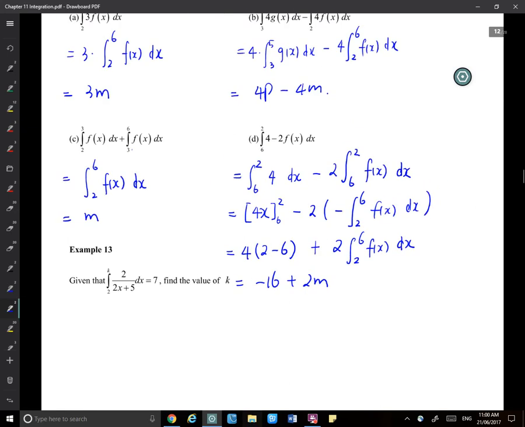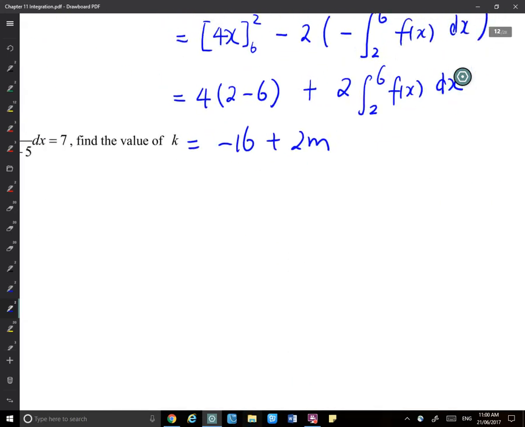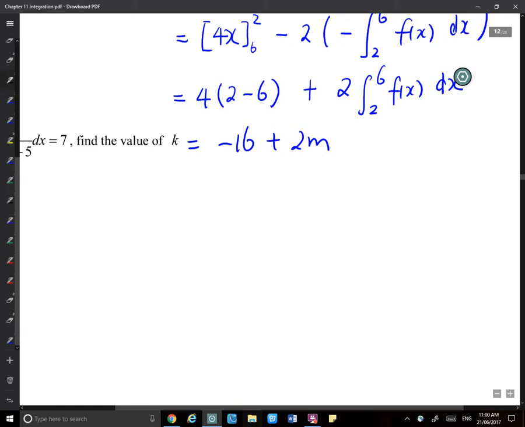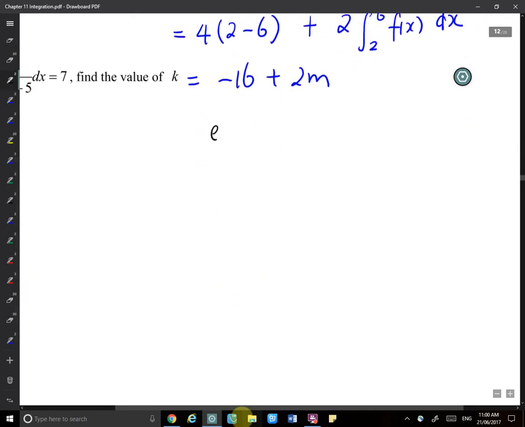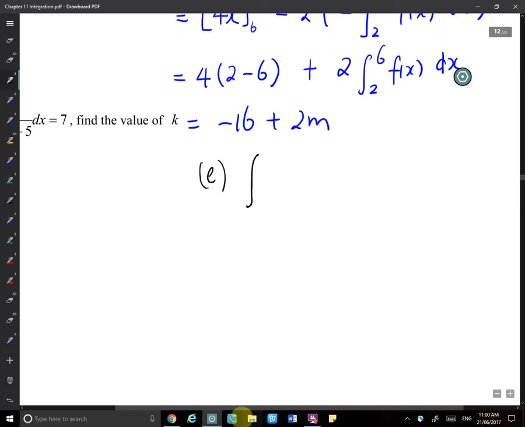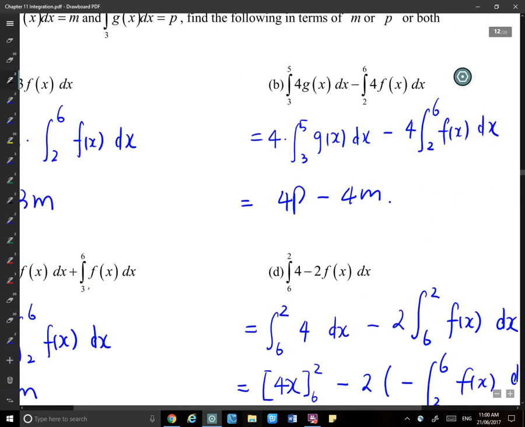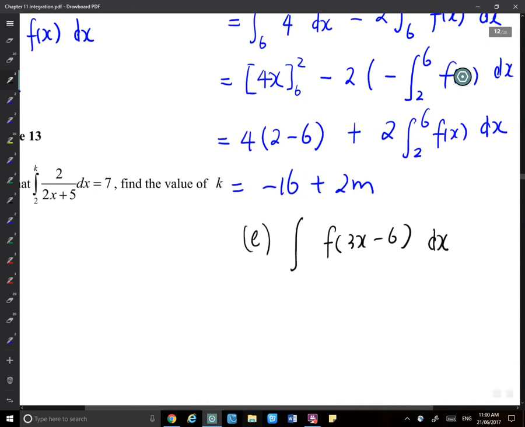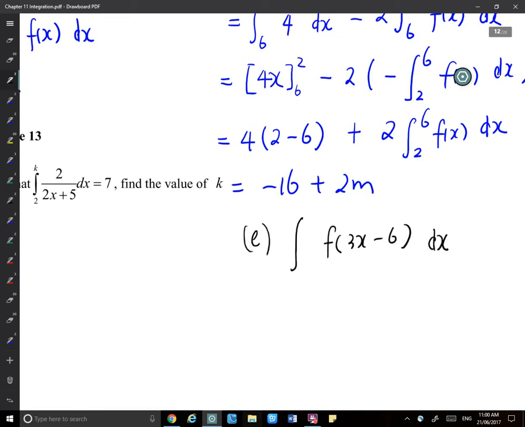Okay, I want to put one question here. This is a really good question from Vika, not exactly the same, but very similar. Let's say part E. So the question will be the integral of f, small f, is the same f as before, 3x minus 6 dx, and the terminals, let me have a look at what we had before. We have 2 and 6. So 2 plus 6 is 8.